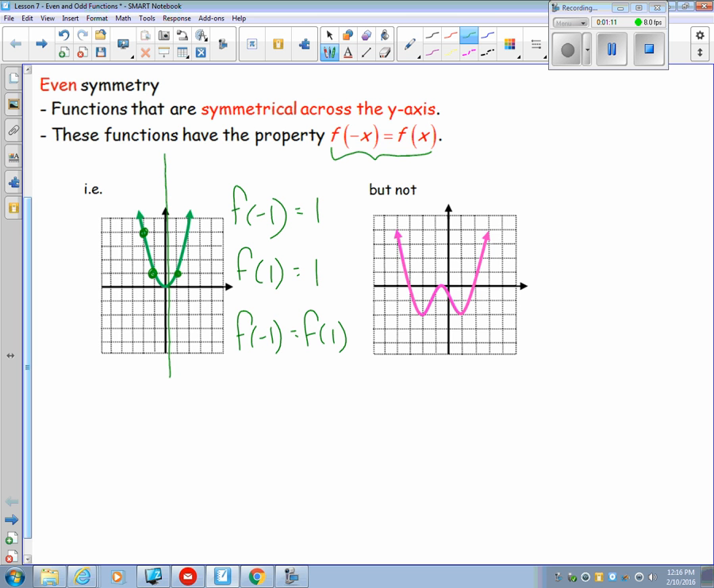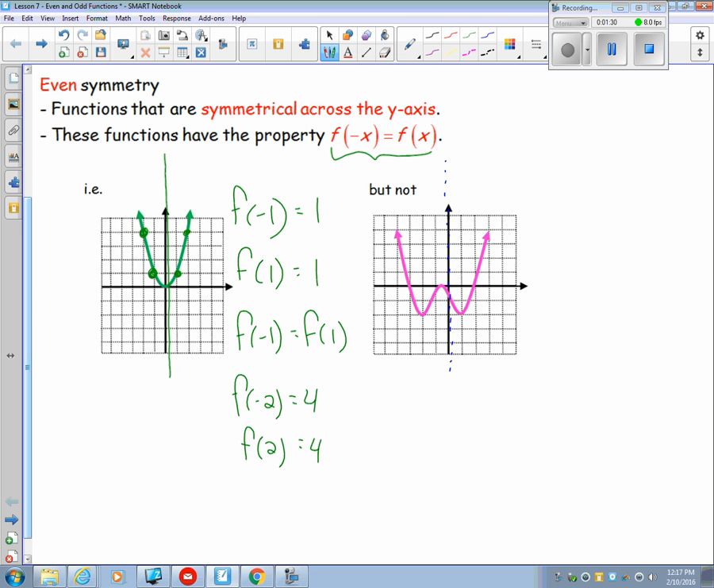Try another one. F at negative 2 comes out to 4. F at positive 2, 1, 2, 3, 4, also comes out to 4. Hey, they're the same value. This is even symmetry.